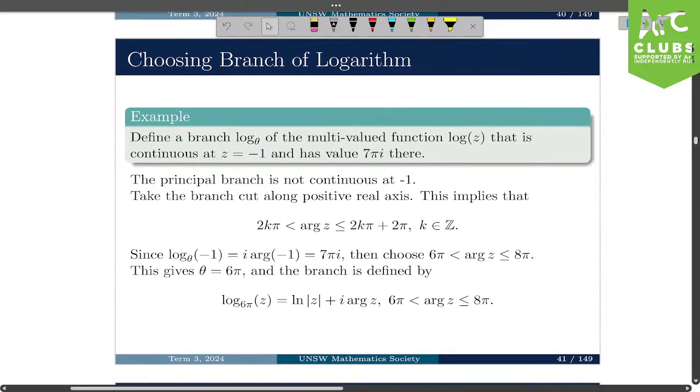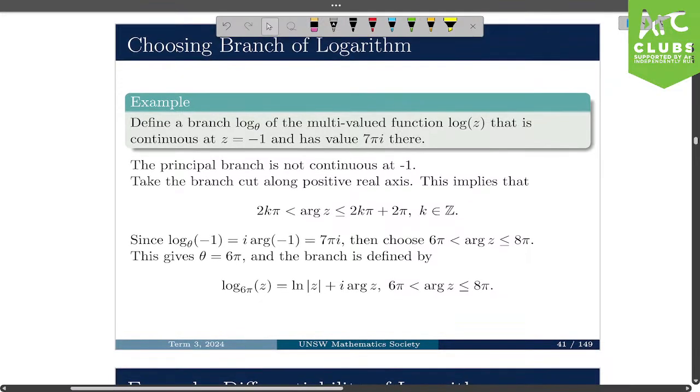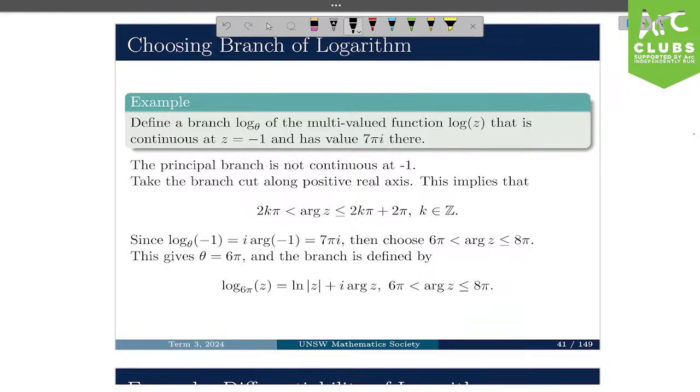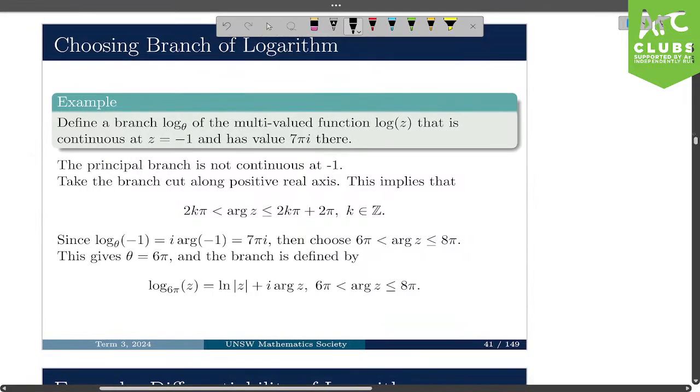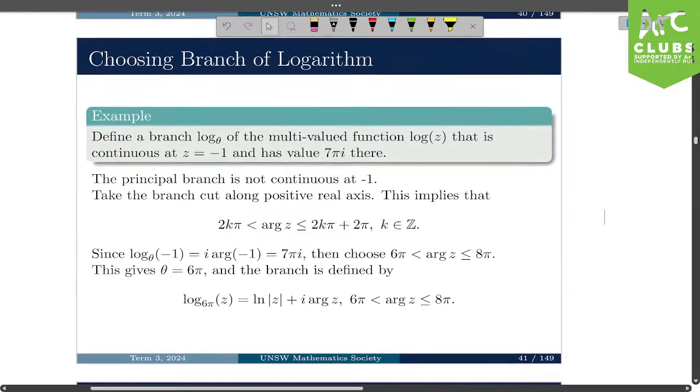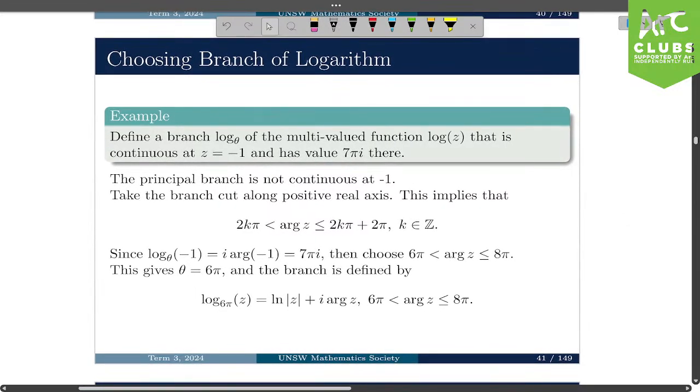So here we're asked to play around with this a little. We're asked to define a branch of log of the multi-valued function log z that is continuous at z being minus 1 and has value 7 pi i there, right? So obviously this can't be the regular branch of log because it's discontinuous at z being minus 1, right?